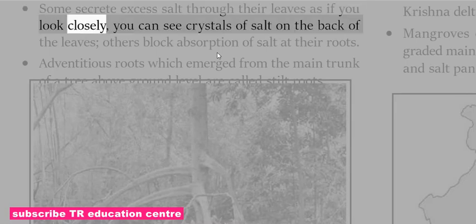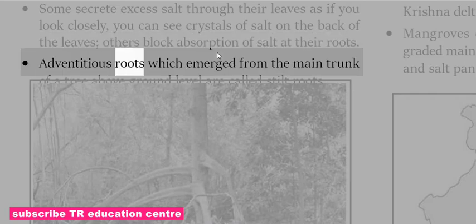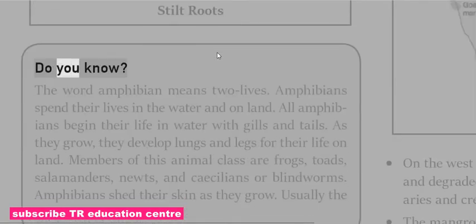Some secrete excess salt through their leaves; if you look closely, you can see crystals of salt on the back of the leaves. Others block absorption of salt at their roots. Adventitious roots which emerge from the main trunk of a tree above ground level are called stilt roots. Stilt roots. Do you know?